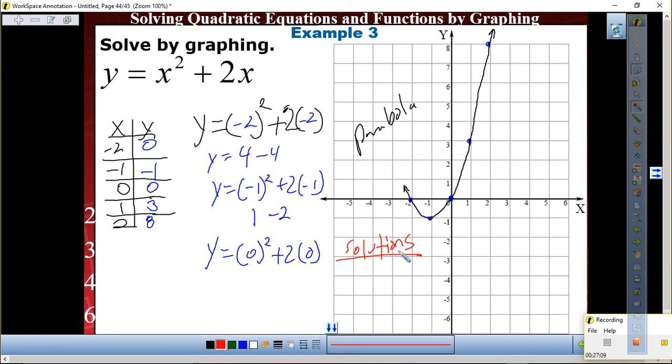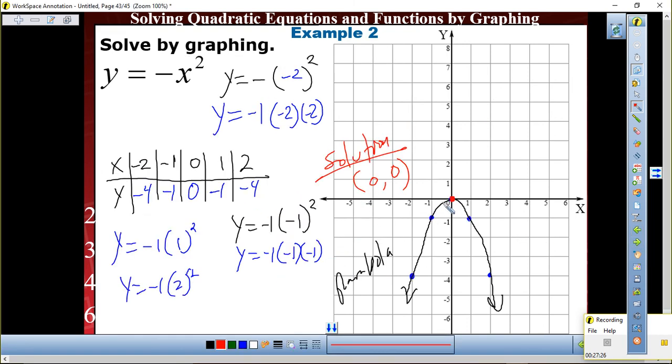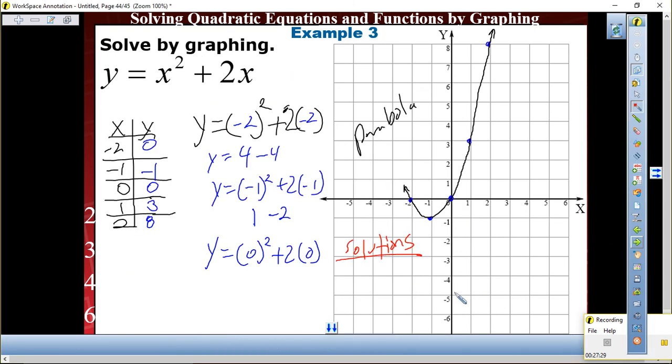You're like, what? Well, let me go back. Look up. This one had a solution right here. Look up. This one had a solution right there. Look at that one. That one has solutions. Talk to your neighbor and let them know what you think the solutions will be.